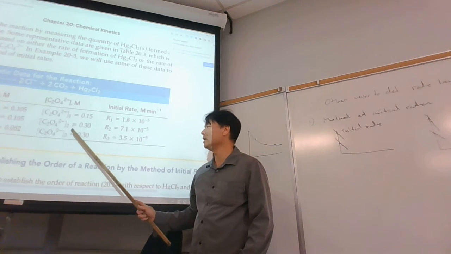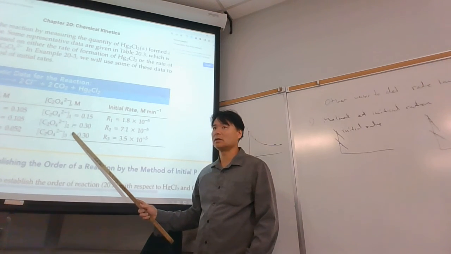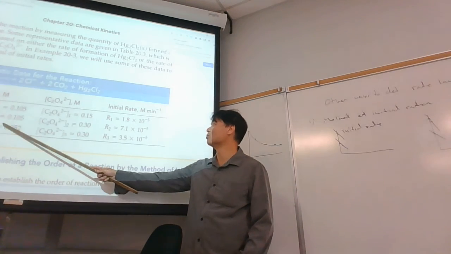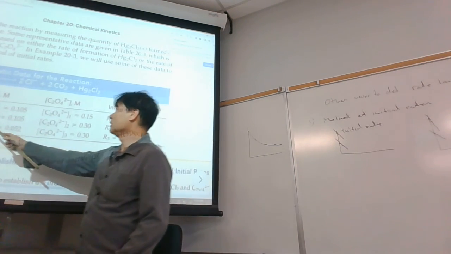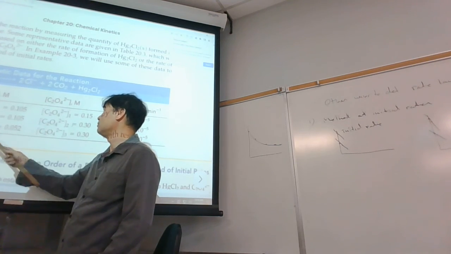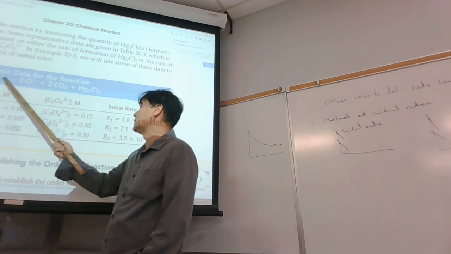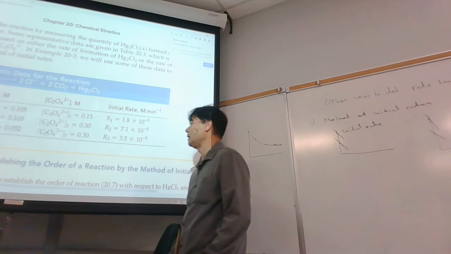in mercury and second order in oxalate. And so that means M is 1 and N is 2. Note they don't match the coefficients. They don't match the coefficients because we don't know what the mechanism is.